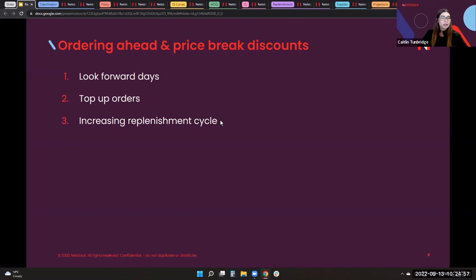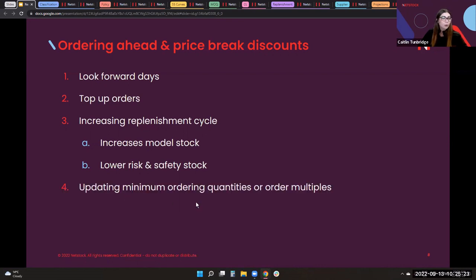And we can also start to increase the replenishment cycle, especially for those lower value items, such as the C low and the C high items that we'd want to stock up maybe a year or maybe 4 to 5 months worth of stock of those products. So when we increase the replenishment cycle, we know that that will start to increase the model stock, the average stock that we're holding for those products. But it also means that we have less risk now because we're reducing the order frequency, and therefore Netstock will start to lower the safety stock for those products. The other approach is that we can start to update the MOQs or order multiples to ensure that we're getting the best price break discounts from our vendors for those products.